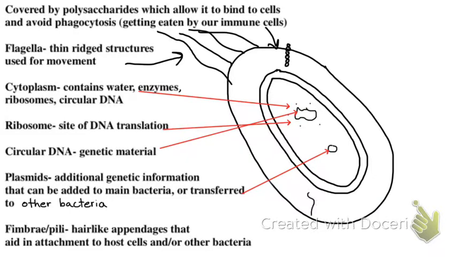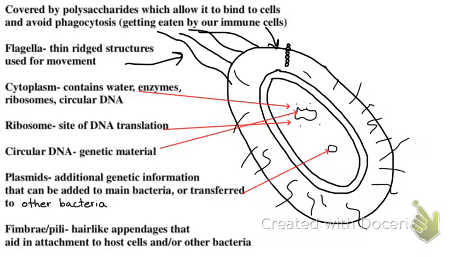And last, pili and fimbriae. They're like little hair structures all over the bacteria, and they aid in attachment to host cells and or to other bacteria in order for bacterial conjugation to occur. And these are the little pili and fimbriae. There is a difference between the two, but the differences are so minuscule we will refer to them interchangeably. One is a little longer than the other, but pili, fimbriae, the same for our intents and purposes.